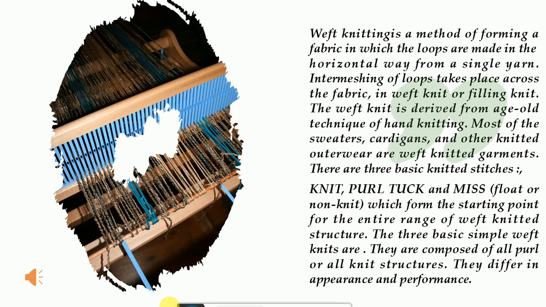There are 3 basic knitted stitches: knit, purl, tuck and miss, float or non-knit, which form the starting point for the entire range of weft knitted structure. The 3 basic simple weft knits are composed of all purl or all knit structures. They differ in appearance and performance.